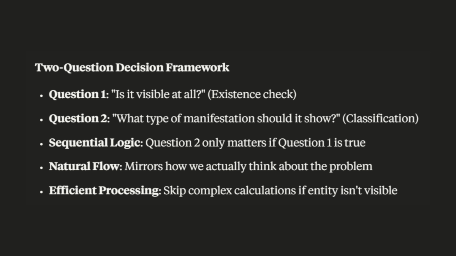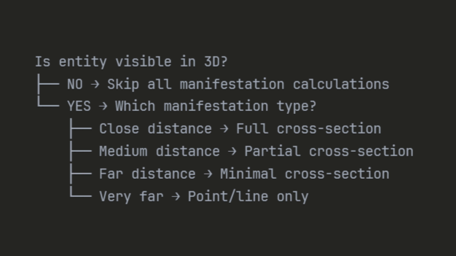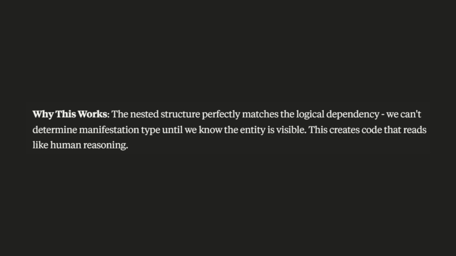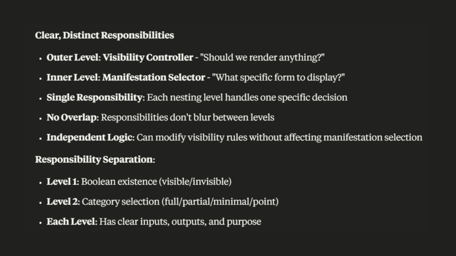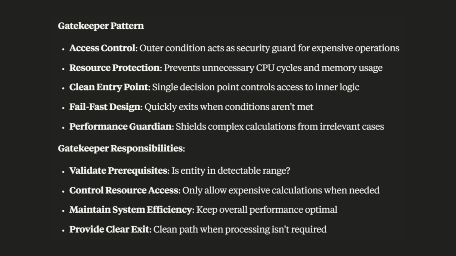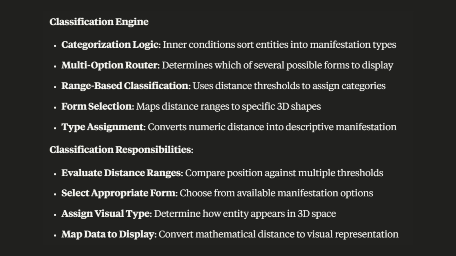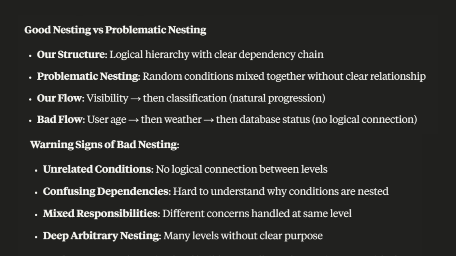First, is the entity visible at all? And only then, what type of manifestation should it show? This reflects the real-world physics. You cannot determine manifestation type for an invisible entity. The key is that our nested structure has clear, distinct responsibilities. The outer condition is a gatekeeper, a visibility check, while the inner conditions handle classification, manifestation type. This is different from problematic nested if statements that might check unrelated conditions or create confusing interdependencies.